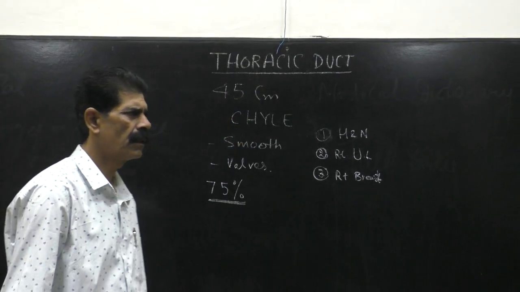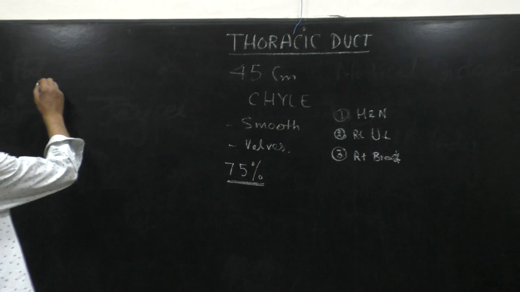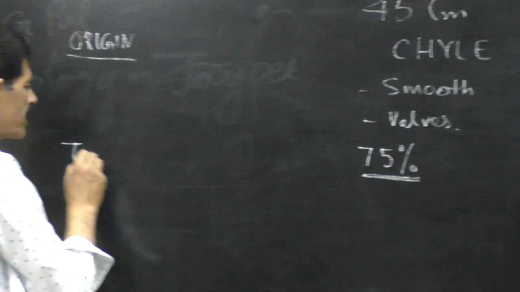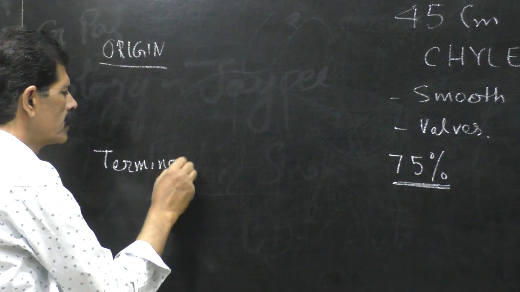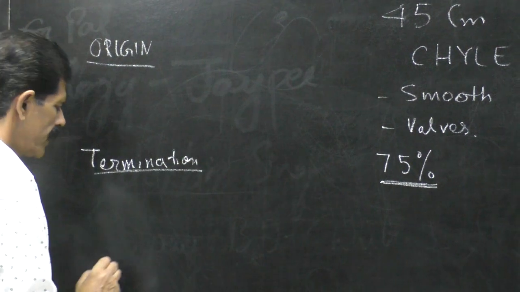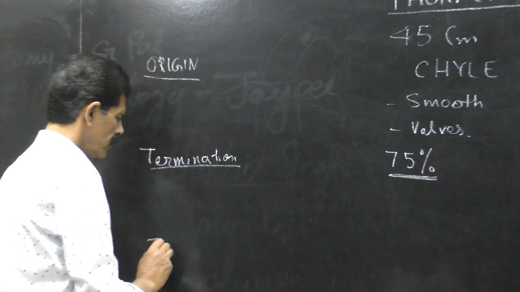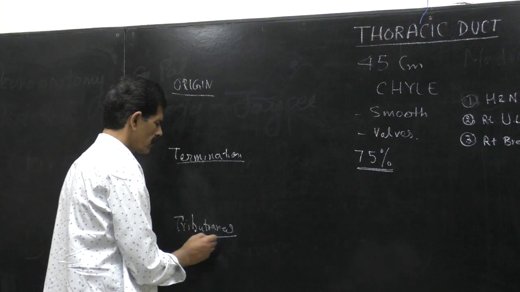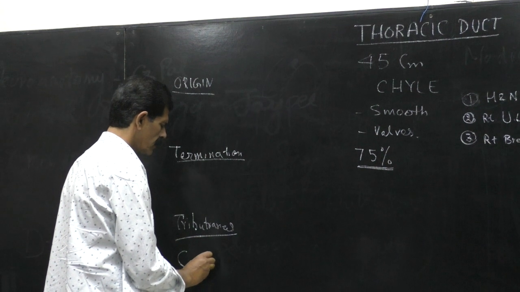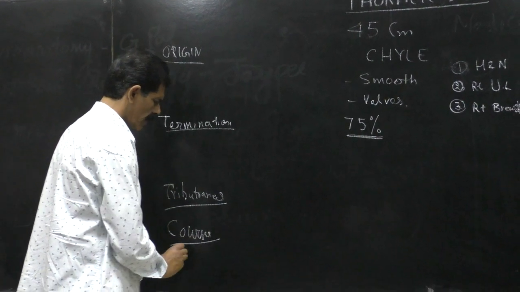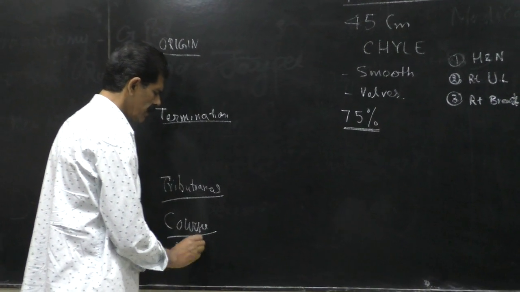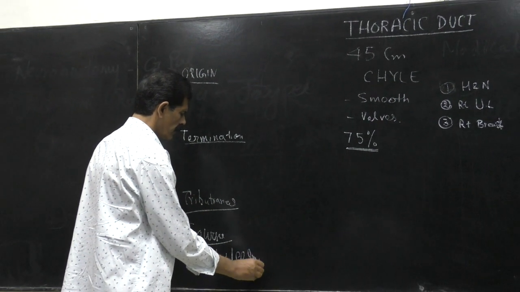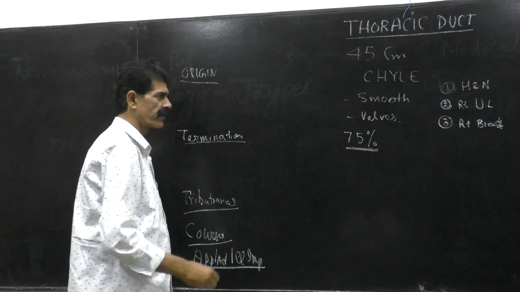Now the thoracic duct origin. Then we will discuss its termination, and then its tributaries, and its course, and then lastly we will discuss its applied or clinical importance. So the thoracic duct we have to discuss under these headings.